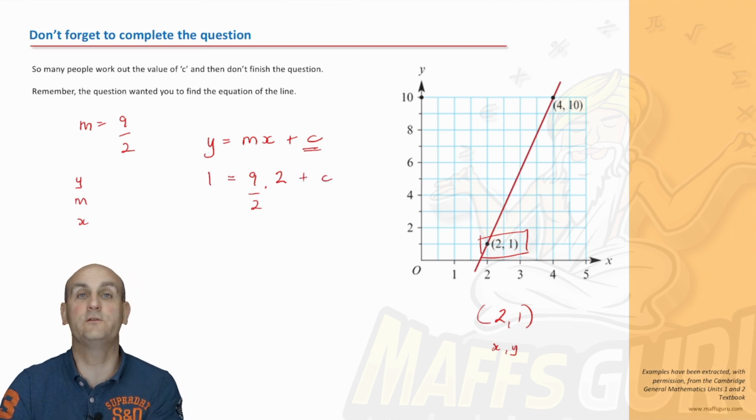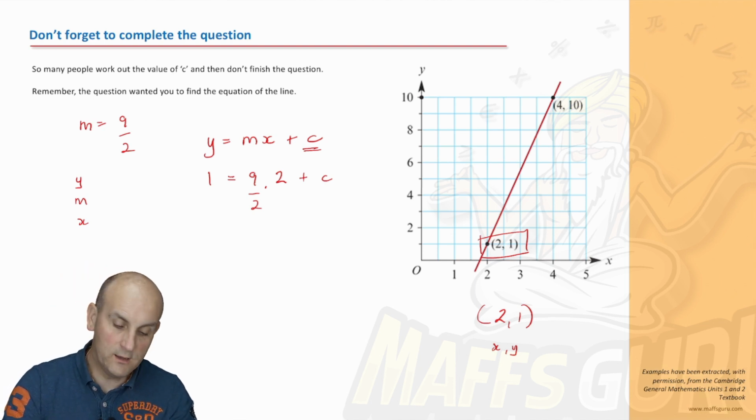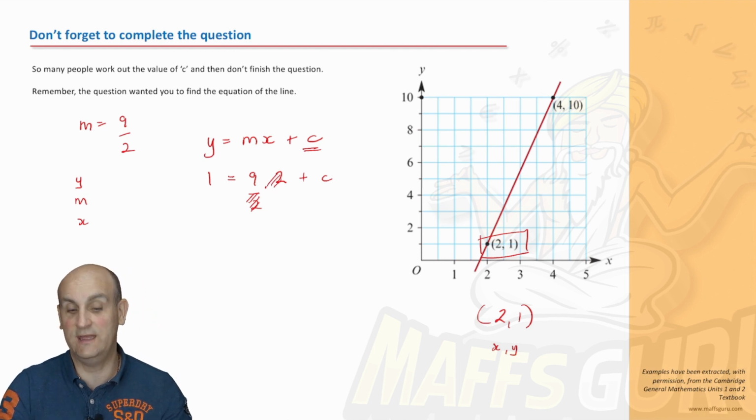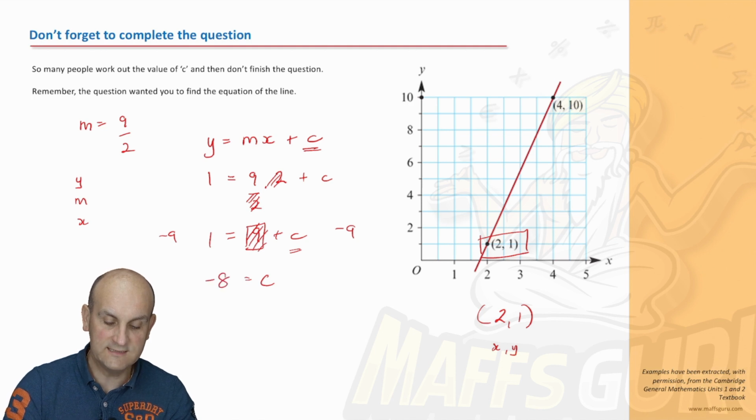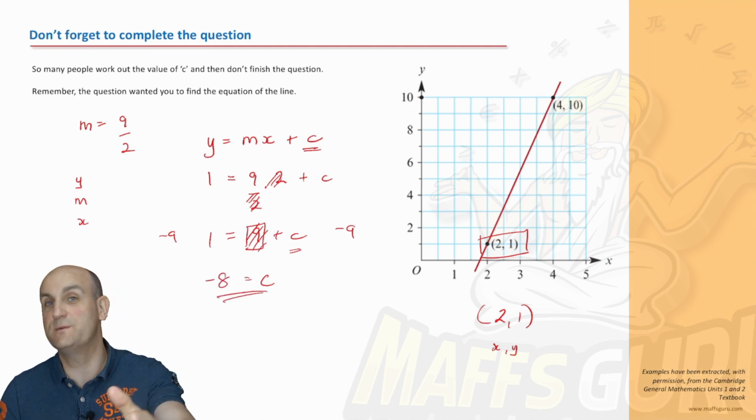Right, now you could do this on your calculator if you want. You could do solve, comma c, whatever. But I know that that divided by 2 and that times by 2 there cancel each other out. So that gives me 1 is equal to 9 plus c. I want the c on its own. I'm going to get rid of that plus 9 by subtracting 9 from both sides. That now disappears, leaving me with a c on its own, and 1 minus 9 is negative 8, and ka-ching, there we go. I've finished my question, yes?